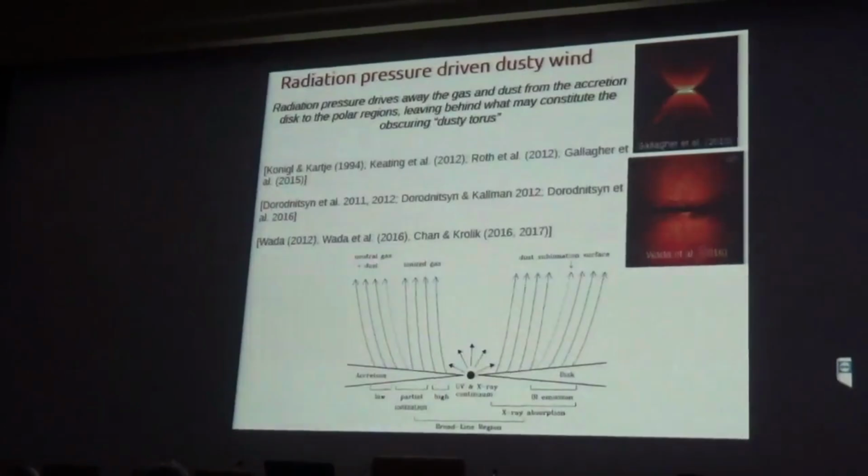Okay, so maybe I will just very briefly say, so now we are quite convinced that this dust in polar regions isn't really there and common. So how did it get there? There is a bulk of theoretical works showing that the radiation pressure from the accretion disk and the dust grain can drive this dust very efficiently into the polar regions, leaving behind the so-called dusty torus, or in this case only the thin disk.